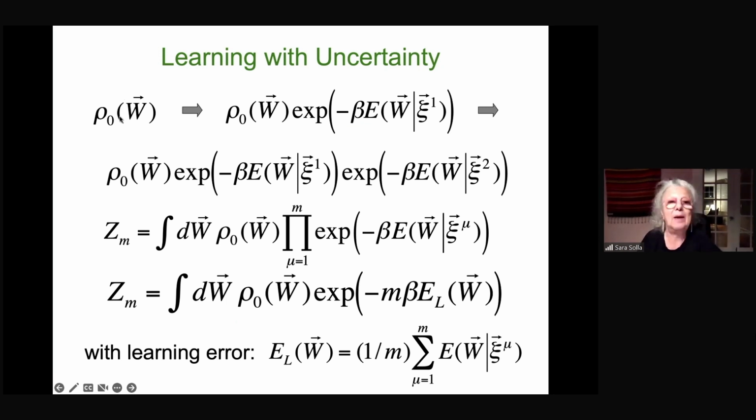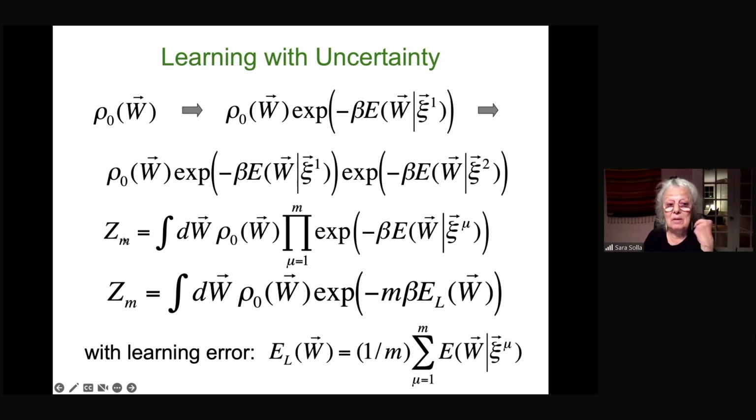So we go from rho 0 of W to rho 0 of W times e to the minus beta, the error that network W makes on psi1. And now this gets multiplied by e to the minus beta, the error that W makes on psi2. And I get a factor like that for each example.